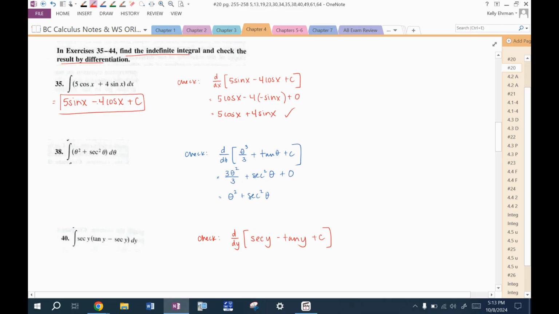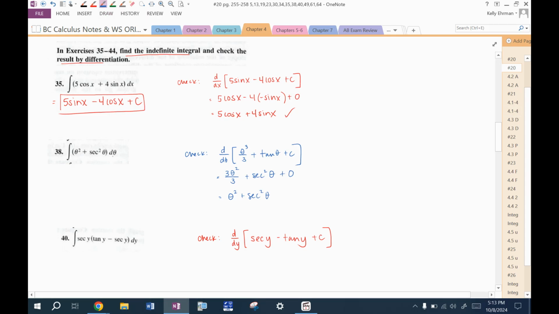You can double check, especially with your plus and minus signs. It's a good idea to check this. If you take the derivative of those terms you just got, you do get positive 5 cosine x, and then you get minus 4 times negative sine. So you do get the plus 4 that you need on the sine x.